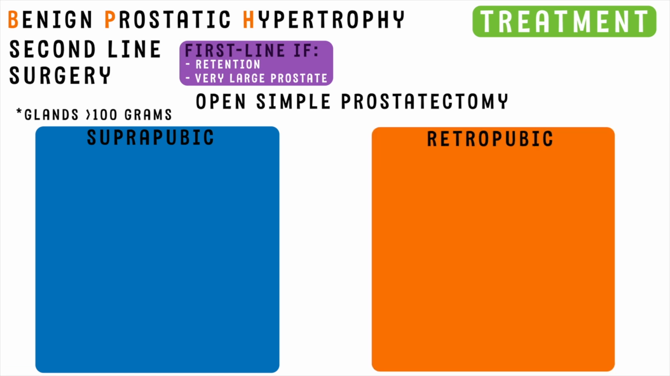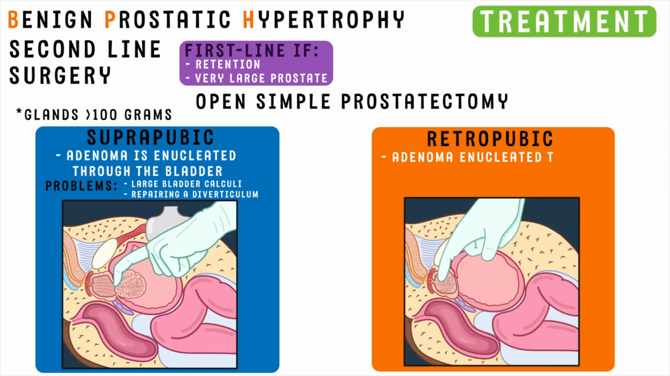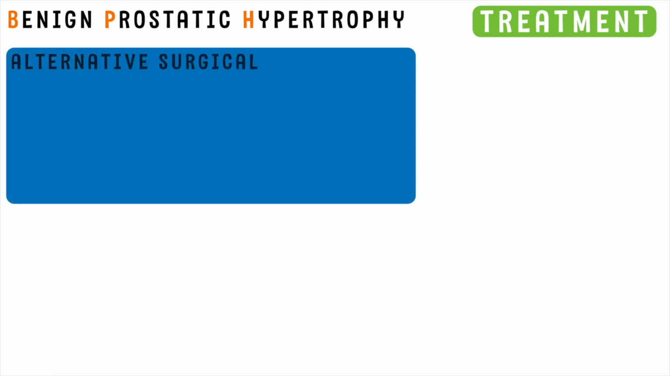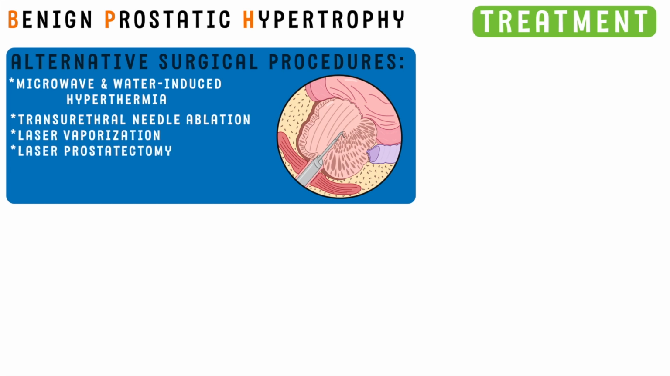In a suprapubic procedure, the adenoma is enucleated through the bladder. This method is useful for addressing coexisting problems such as large bladder calculi or repairing a diverticulum. In a retropubic procedure, the adenoma is enucleated through an incision in the anterior prostate commissure. Alternative surgical procedures include microwave and water-induced hyperthermia, transurethral needle ablation, laser vaporization, and laser prostatectomy.